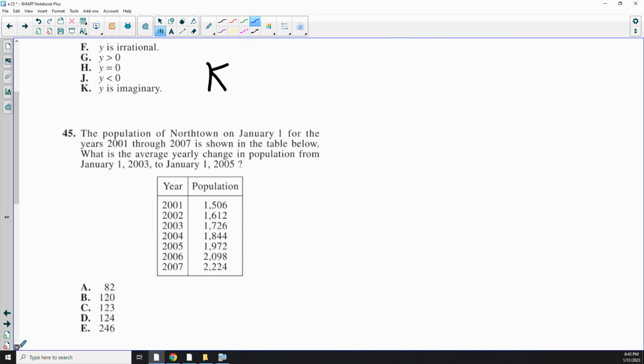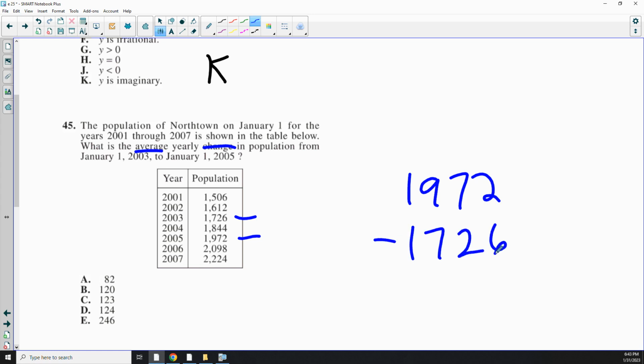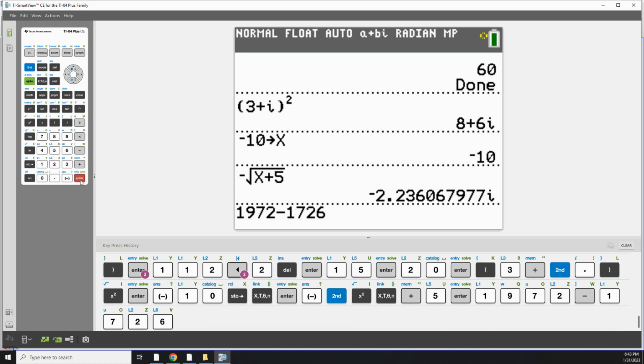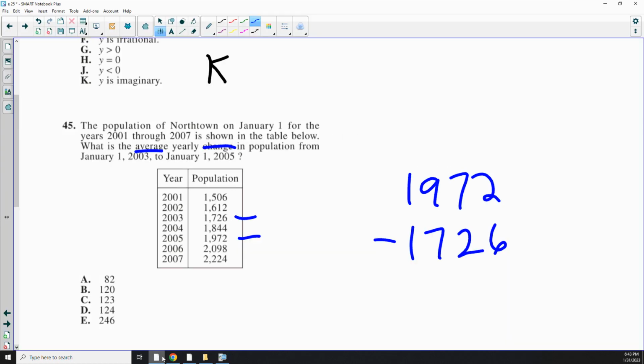What's going on here? From January 1st through those years, what is the average yearly change from 2003 to 2005? So I'm going to subtract to see what the change was. 1972 minus 1726. Boom. And it's average, so that's a 2-year change. The average change is 123. Choice C.